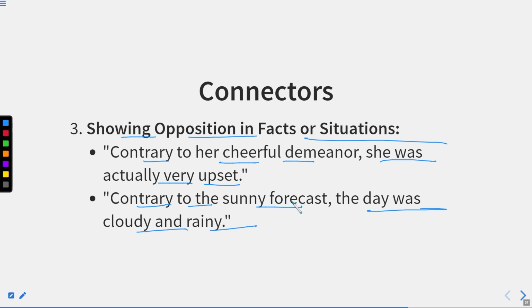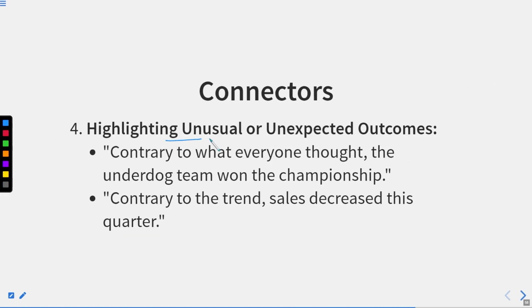It means sunny forecast means the forecast was of sunny weather, but something opposite happened that was contradictory to that forecast. What was that? The day was cloudy and rainy. It means there was rain all the day, and the day was really cloudy and rainy. Highlighting unusual or unexpected outcomes. Contrary to what everyone thought, the underdog team won the championship. Contrary to the trend, sales decreased this quarter.